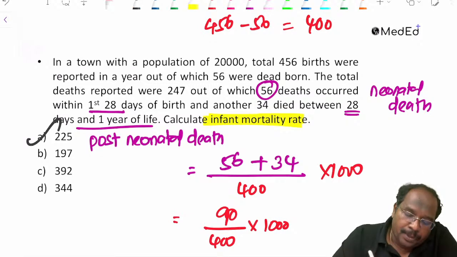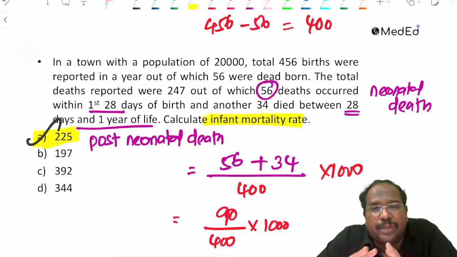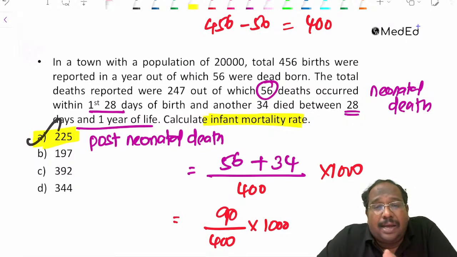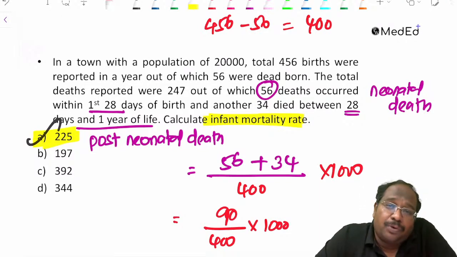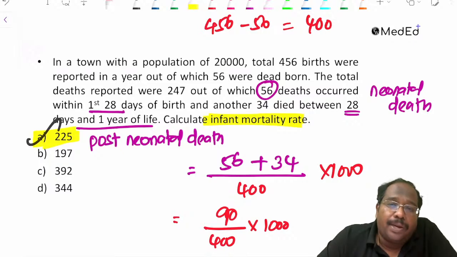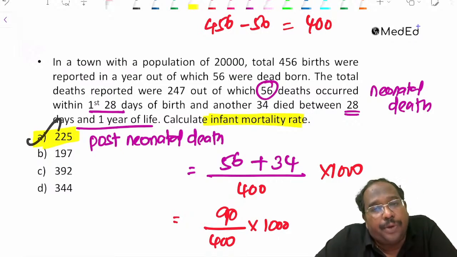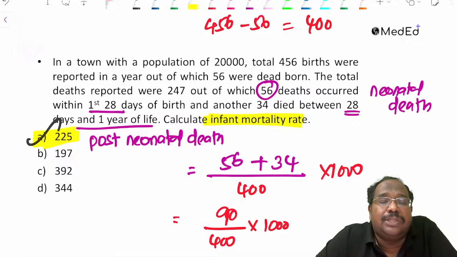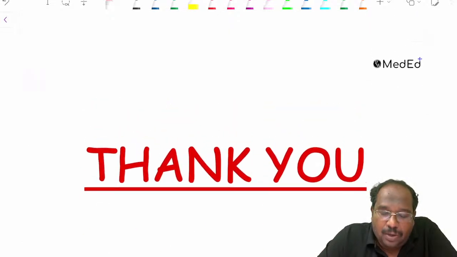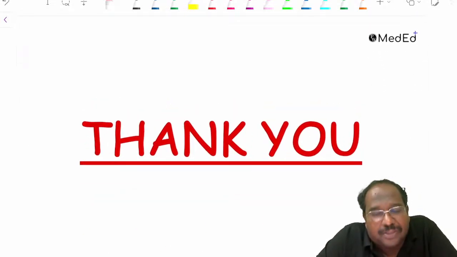The key point here is that you have to take only live births, so you have to subtract the stillbirths from the total births. And the numerator includes infant deaths, meaning neonatal as well as post neonatal, that is 0 to 1 year. Hope you understood these concepts.